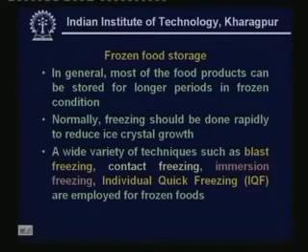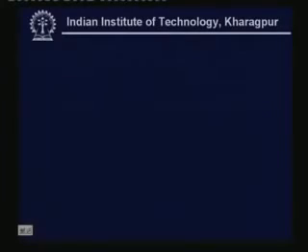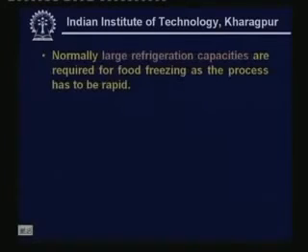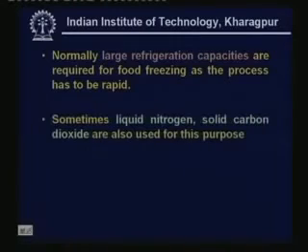We have what is known as blast freezers using a blast freezing technique, and we have contact freezers, immersion freezers, and another one known as individual quick freezing. These are the techniques employed in industries for freezing of food products. Normally, as I was mentioning, you require large refrigeration capacities, as the process has got to be rapid, and sometimes instead of using a refrigeration system, liquid nitrogen or solid carbon dioxide is used for rapid freezing of food products. This is also quite effective.